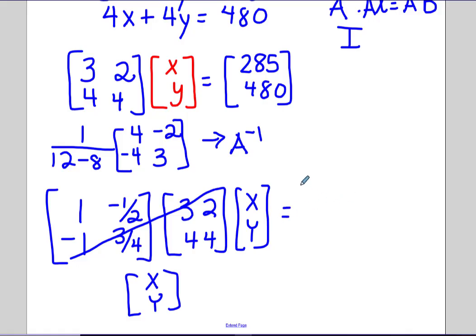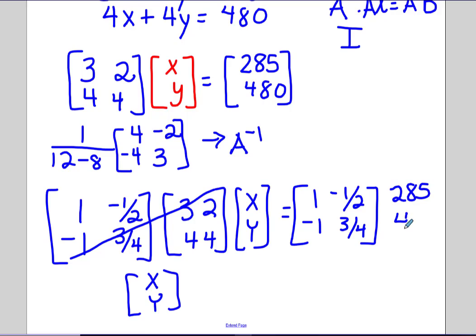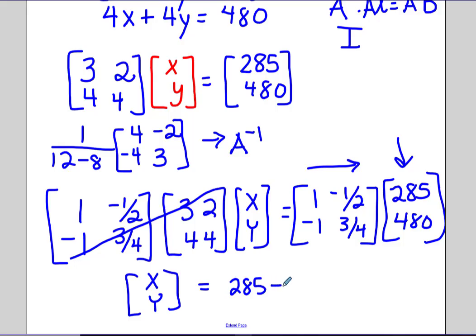And then on this side, you can't put the inverse matrix over here. It has to go in front. 1, negative 1, negative 1/2, 3/4. And then we're multiplying that by 285 and 480. So we're doing the row by the column. So this is easy. I'm not going to get the highlighters. We've got 285 times 1. And we're going to subtract 1/2 of 480.